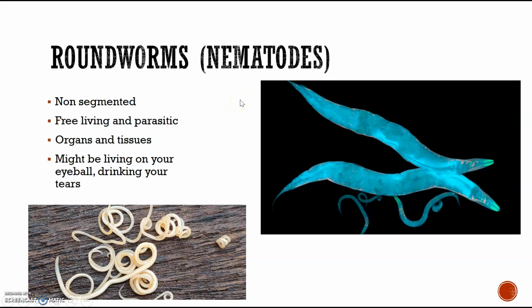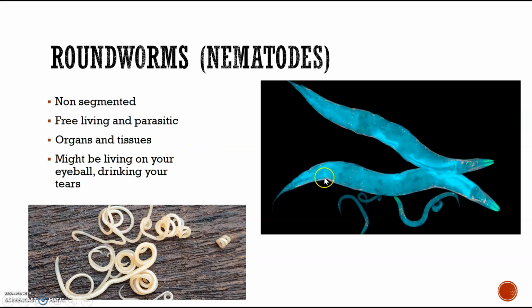All right, then we have roundworms. So these guys are the nematodes. They are non-segmented, right? So they are just basically a smooth tube with another tube inside it and organs in between the two. They do have organs and tissues. They have only longitudinal muscles.